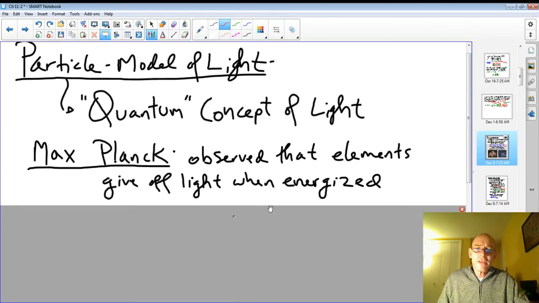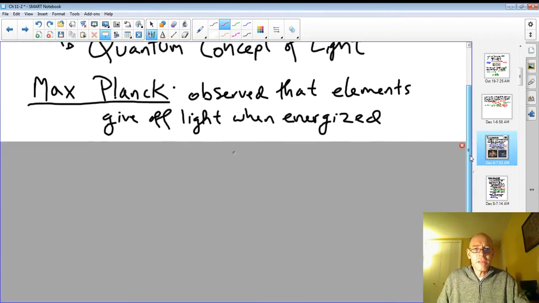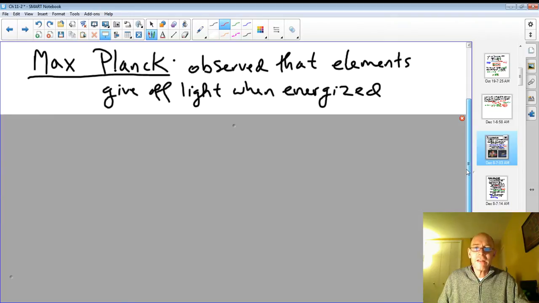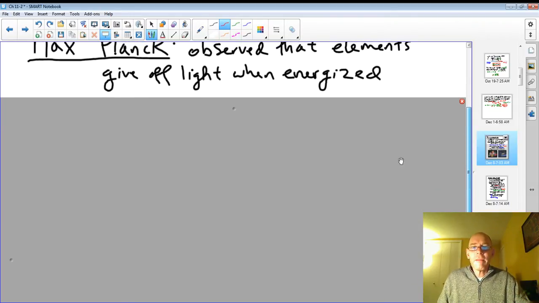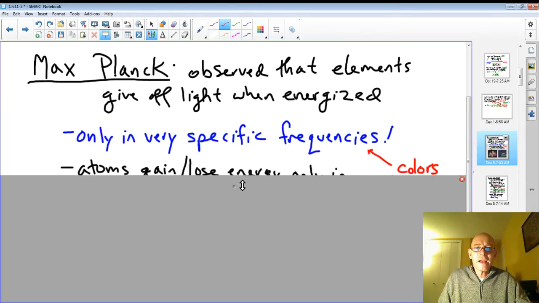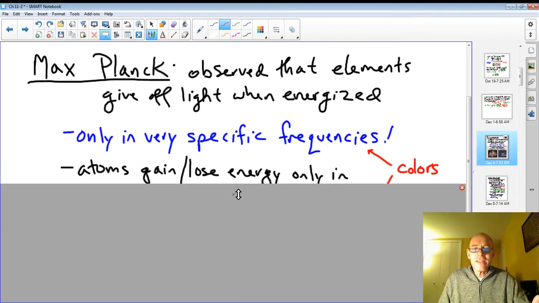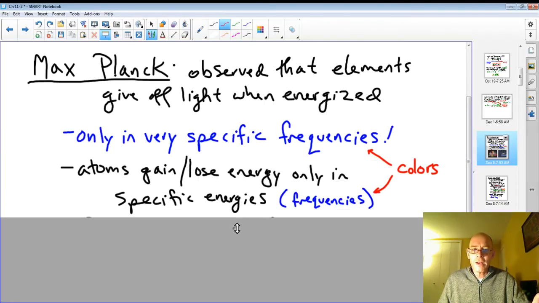So we're going to give a little bit of history. A guy named Max Planck in the late 1800s observed that elements give off light when energized. And in fact, you already know this. The important thing about Planck's work was that it doesn't just give off any light. Elements give off light only in very specific frequencies. And I want you to think about frequencies as colors from now on.